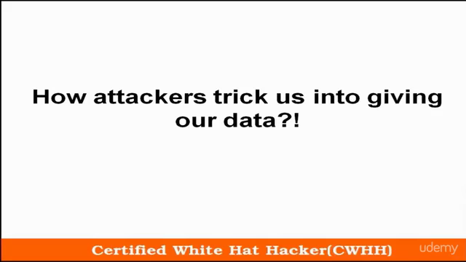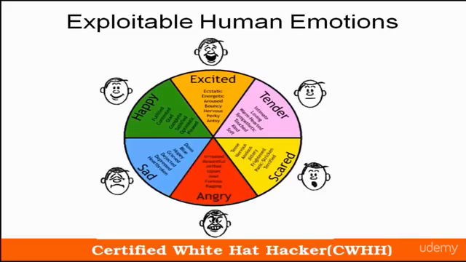So how do attackers trick us into giving away our data? They basically exploit human emotions. The 6 basic emotions that can be exploited are excited, tender, scared, angry, sad, and happy. Let's see a few examples of how hackers use these emotions to exploit us.